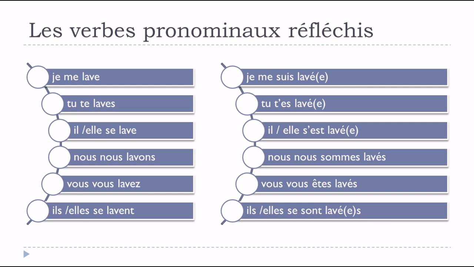So it's quite important to remember, if you want to write and if you don't want to make any mistakes, to put the e at the end for the feminine form, and then to put the S for the plural form. But if you only want to speak French, then it's actually quite easy because you've got only one form, and it's lavé.